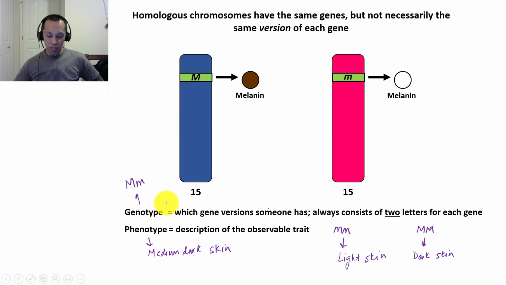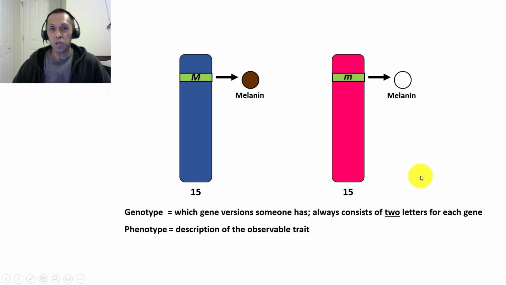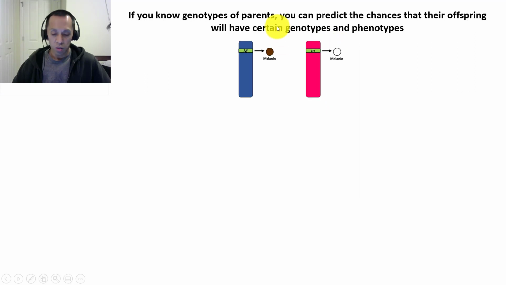So again, genotype is a description of which alleles someone inherited for a particular gene, and phenotype is a description of what trait you actually observe as a result of inheriting that particular genotype. Now, if you know the genotypes of two individuals who are going to have kids with one another, you can predict the chances that their offspring will have certain genotypes and certain phenotypes. To show you how, I'll work through an example. I'll leave this picture up here to remind us what the terms allele, heterozygous, homozygous, genotype and phenotype mean.